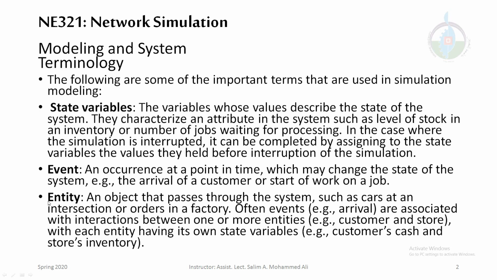The third terminology is entity. Entity is the object that passes through the system, such as cars at an intersection, for example, if you have a traffic circle or traffic intersection, or orders in a factory. Often events, for example arrival, are associated with interactions between one or more entities, for example customer and store. Each entity has its own state variables. Example, customers have cash and stores have inventory.